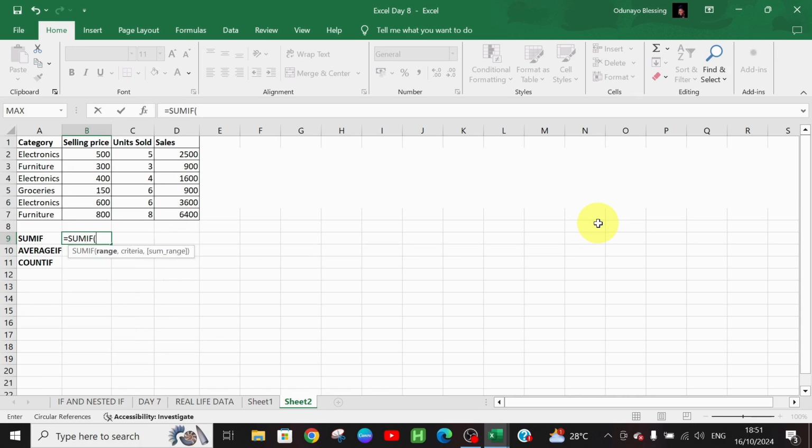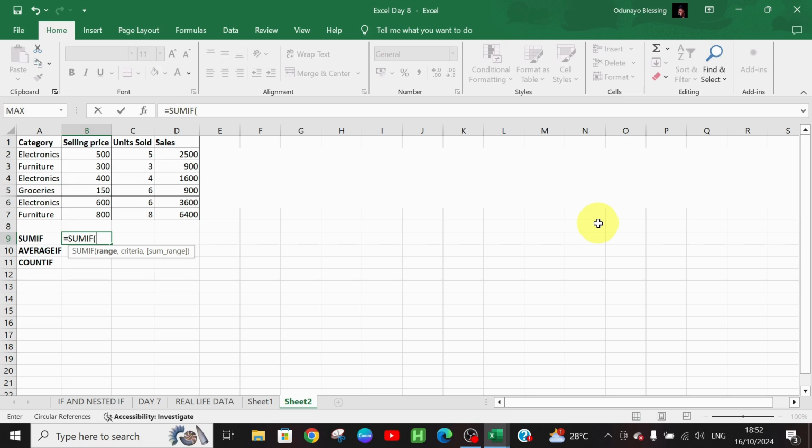SUMIF, AVERAGEIF and COUNTIF were introduced in Excel in 2007, and they are meant to fulfill just one condition. In the higher versions of Excel, from 2019 till date, and Excel 365, it has been upgraded to SUMIFS with an S in order to give access to more conditions. But SUMIF is limited to just one condition.